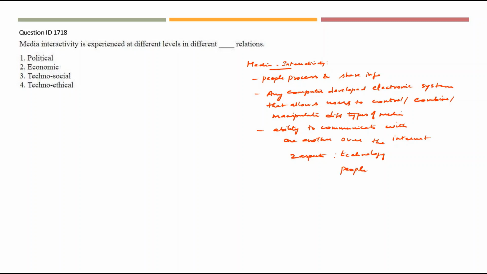So media interactivity is experienced at different levels in different relations. Political doesn't support this idea, economic doesn't support this idea, techno-social. So techno is technology here and social is the society or the people here. So in this aspect we can say option number 3 will be the right answer, techno-social relations. Techno-ethical, so technology is here but we are not talking about ethics, we are talking about people.